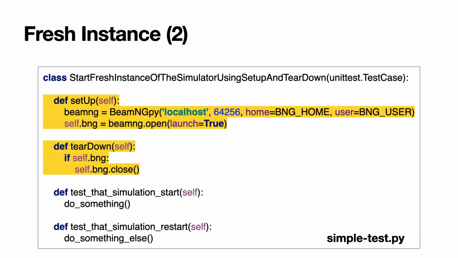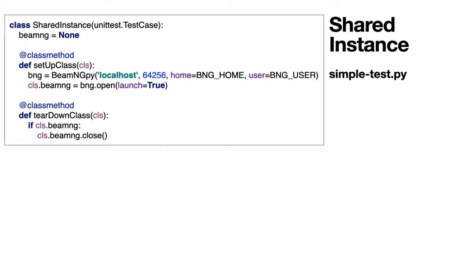So to achieve the same effect, so to create a fresh instance of the simulator, you can start it during the setup and close it down during the teardown. Also, in this case, the tests are simpler, and what happens is that every time you run a new test, one instance will spin off and then will be closed.